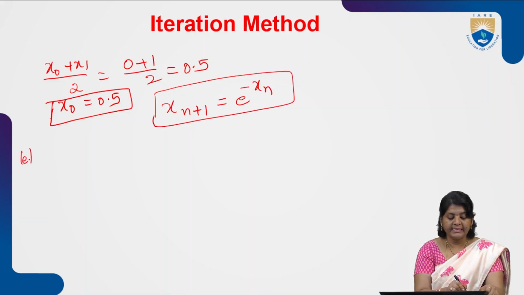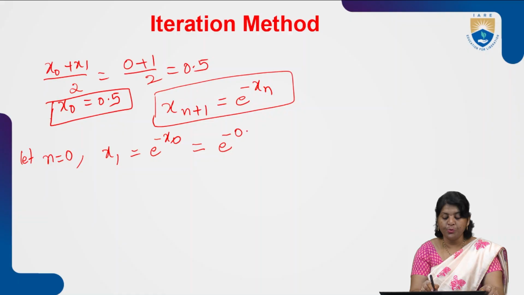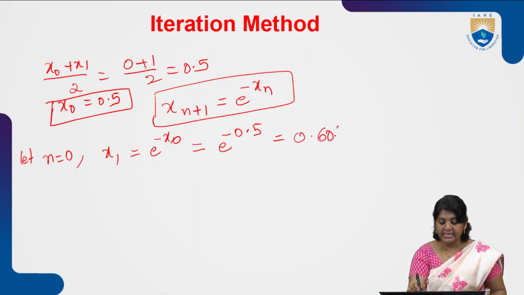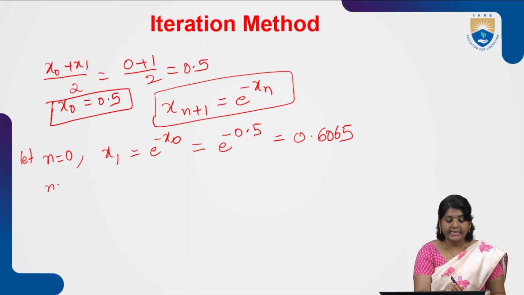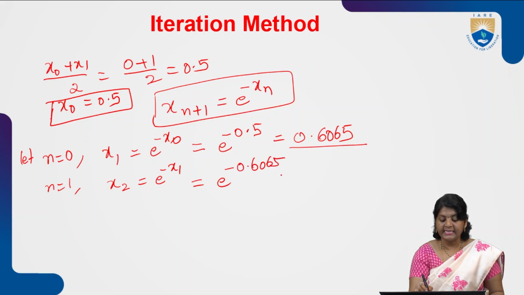So let us consider n is equal to 0. x1 is equal to e power minus x0, which is equal to e power minus 0.5. So what is the value of that? E power minus 0.5 is 0.6065. Now, n is equal to 1, x2 is equal to e power minus x1. So e power minus 0.6065 is how much? That is equal to 0.545.